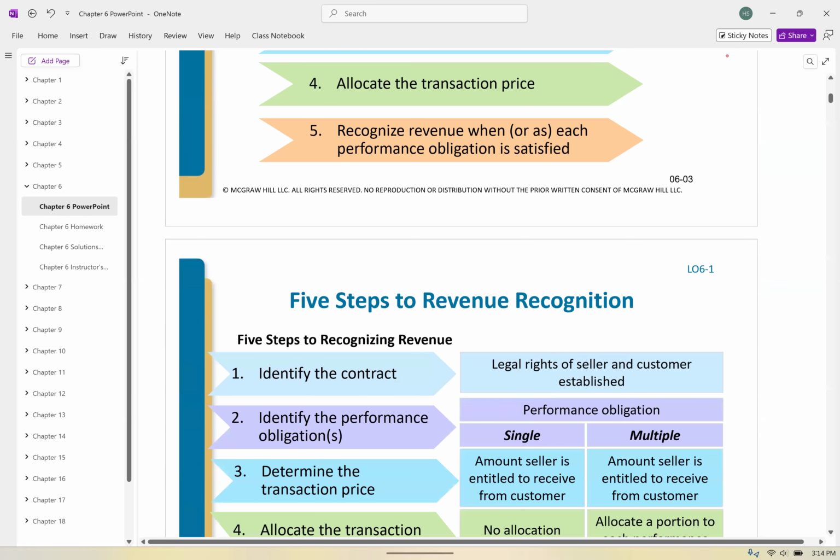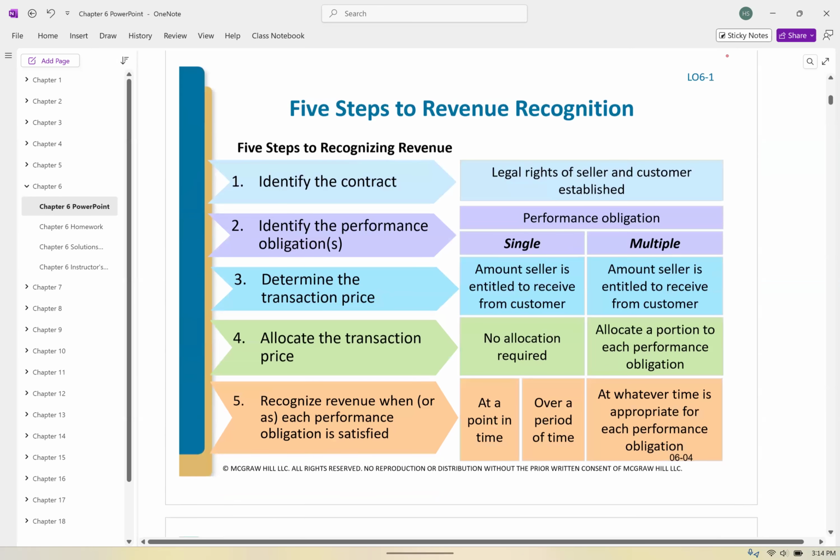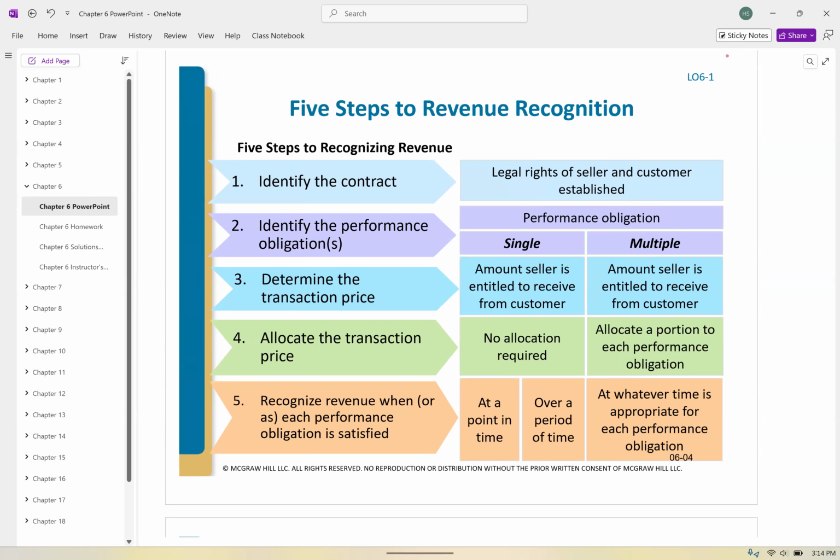So here we have a little bit more information on the exact same thing. Right here, identify the performance obligation. I had just mentioned that if it's a single one, a lot of times it's pretty straightforward, but it's when they start adding multiple obligations and packaging things together in a contract. We're going to talk about this gaming system that's going along with a subscription to play the games.